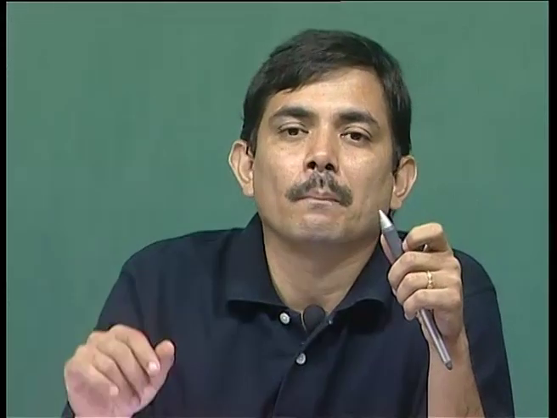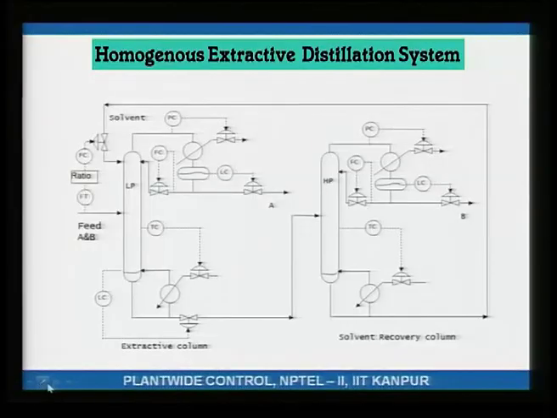As an operator, you need to be aware of that. When do you cross that hump? When the purity starts to decrease even though L by D is being increased, you must become aware that the solvent to feed ratio needs to be increased in this control structure. Okay, that's about it. So we have talked about the heterogeneous extractive distillation system.